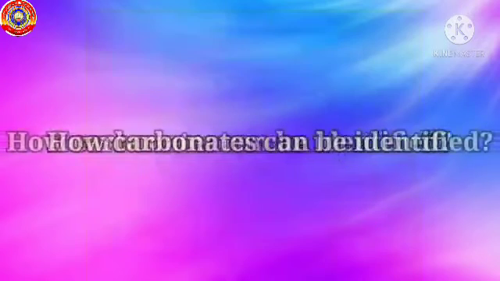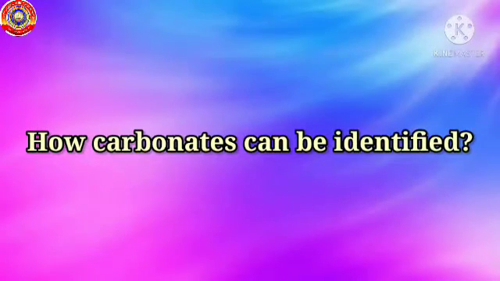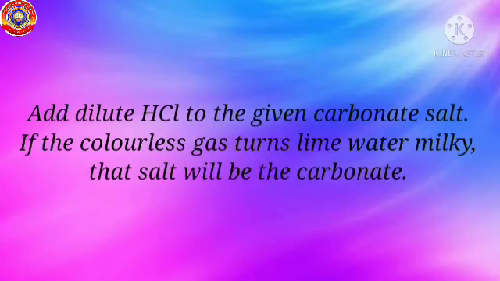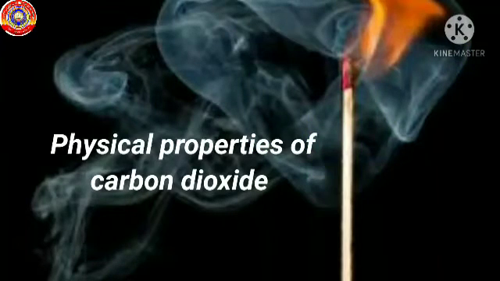Now let's examine how a carbonate salt can be identified. Add some dilute HCl to the given carbonate salt. If the colorless gas turns lime water milky, then the salt is a carbonate. So students, always remember, whenever acids react with carbonates, carbon dioxide gas is produced. So this shows the presence of a carbonate salt. So I hope you got an idea about the characteristic properties of carbon dioxide.